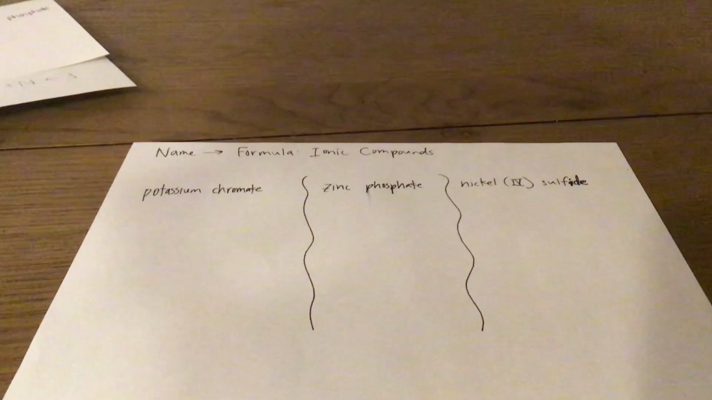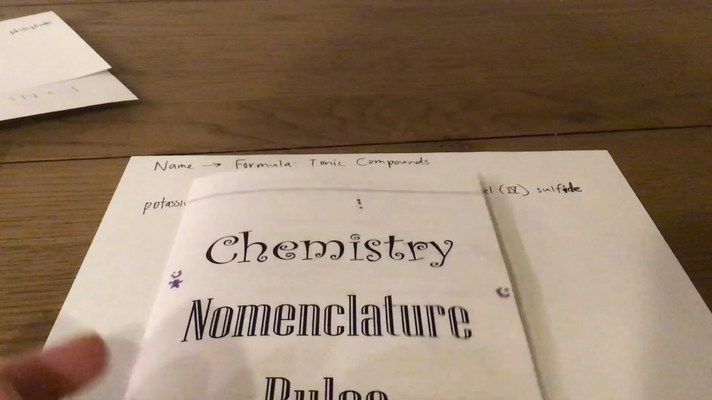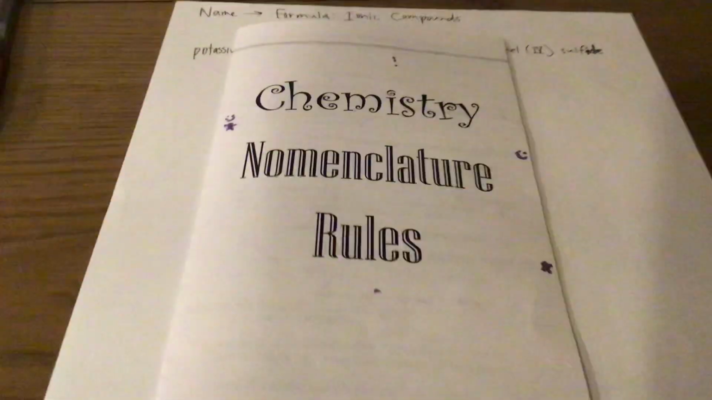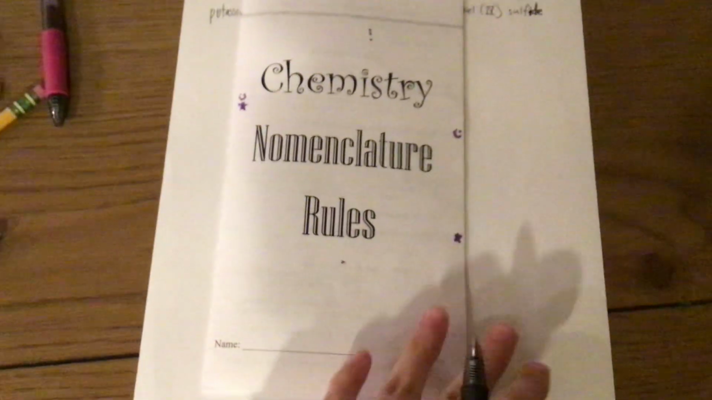Okay, so the first thing you're gonna do, you're gonna make sure you have your nomenclature notes. I'm sorry, I hope you don't get motion sick or something. So I'm gonna open up my notes, and right here it says writing names to formulas.